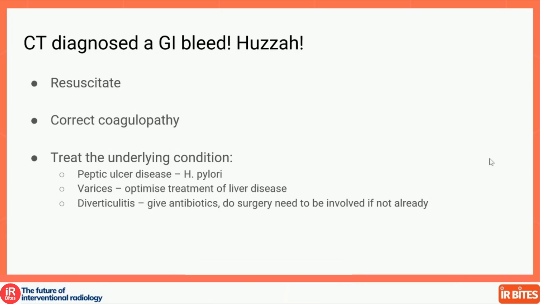The other thing that's really important once the emergent management is done is that you need to treat whatever the underlying condition is as well. So if the patient has peptic ulcer disease, you need to think about H. pylori eradication therapy. If the patient has bleeding varices, you want to make sure that their liver disease is optimized. If they've got diverticulitis, give them antibiotics. Are surgery already involved in the patient's care? Do they need to be? You need to think about all these things as well.